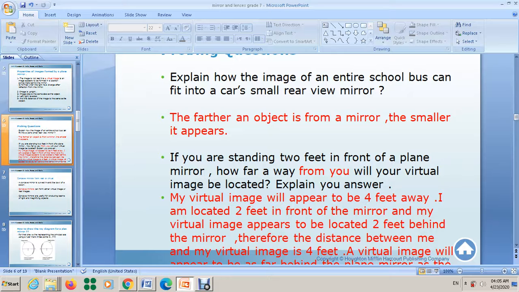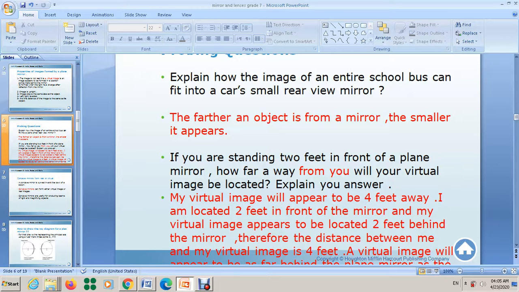My virtual image will appear 4 feet away. Why 4 feet away? Because I am located 2 feet in front of the mirror, and my virtual image appears to be located 2 feet behind the mirror. Therefore, the distance between me and my virtual image is 4 feet. Okay, so this part is very important. Copy the answers on your notebook.